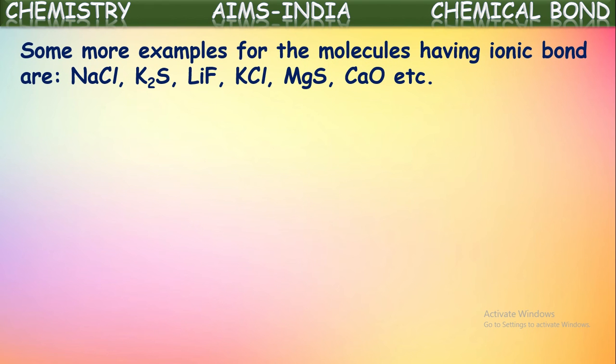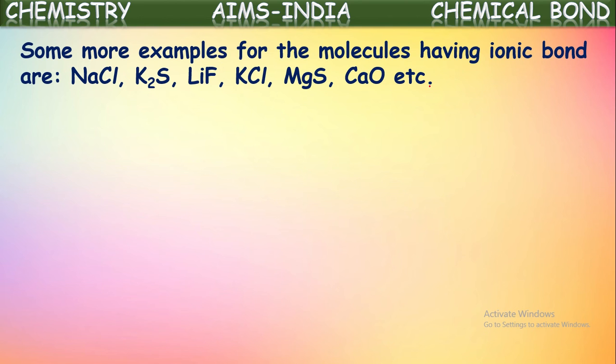Let us see some more examples. The compounds which have this ionic bond between the oppositely charged ions. See here: sodium chloride, potassium sulfide, which is K2S, lithium fluoride, potassium chloride, magnesium sulfide, calcium oxide, etc. Generally, as a generalized statement, these form between metals and non-metals.